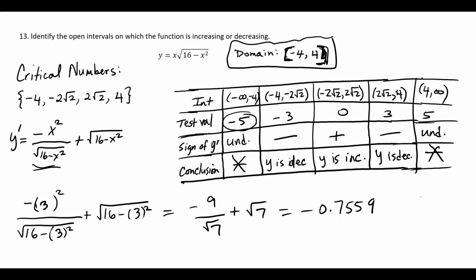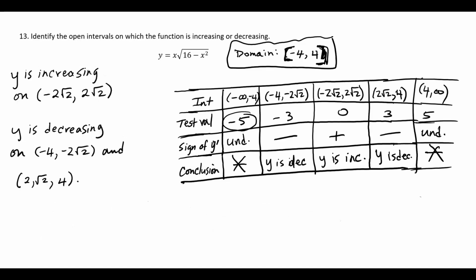Our conclusion is that y is increasing on -2 the square root of 2 to 2 the square root of 2, and it's decreasing on the interval -4 to -2 the square root of 2 and 2 the square root of 2 to 4.